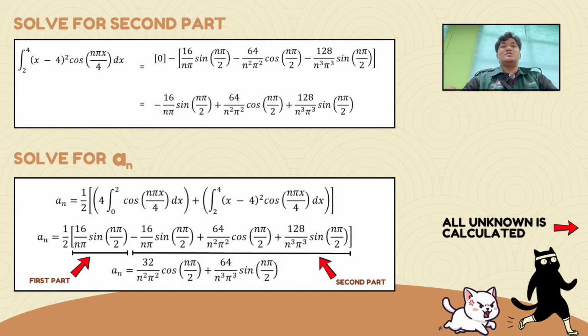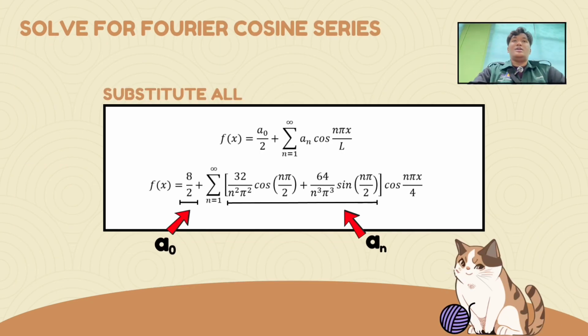Now after we got the first part and second part, we can solve for the unknown an, and we got the answer. Now since all the unknowns are calculated, we can solve for the cosine series, and this is the answer for the Fourier cosine series after we substitute a naught and also an. Okay, let's continue.